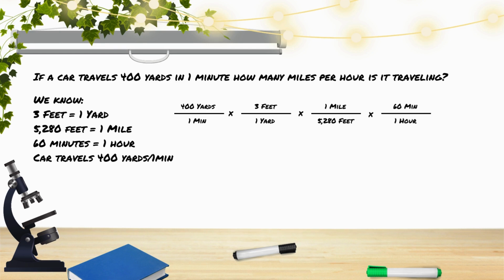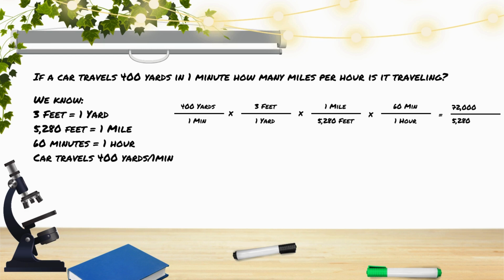So now our next step is to multiply straight across. So we are going to multiply 400 times 3 times 1 times 60 equals 72,000. And now we're going to do the same thing on the bottom. 1 times 5,280 times 1 equals 5,280.